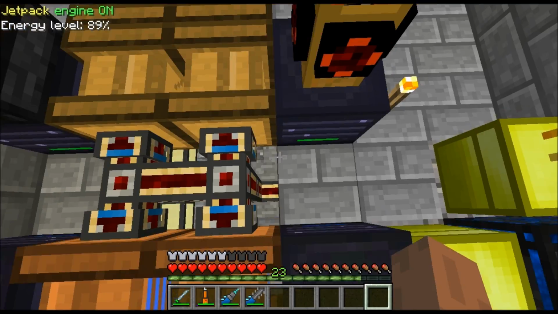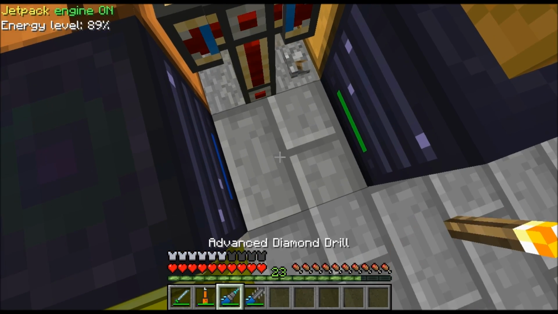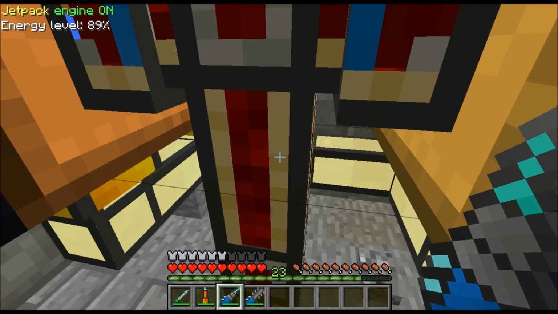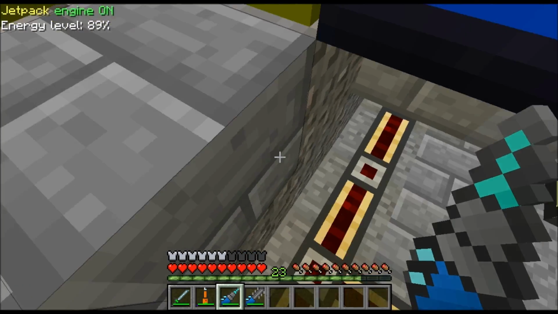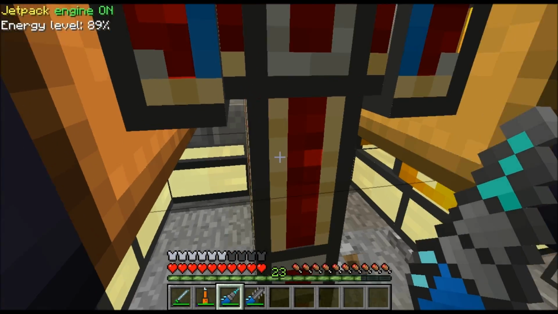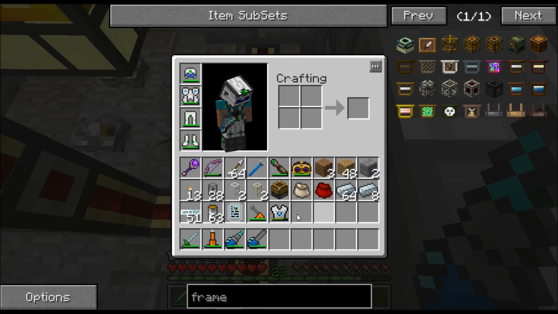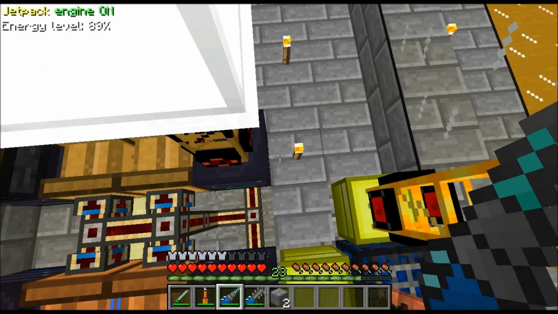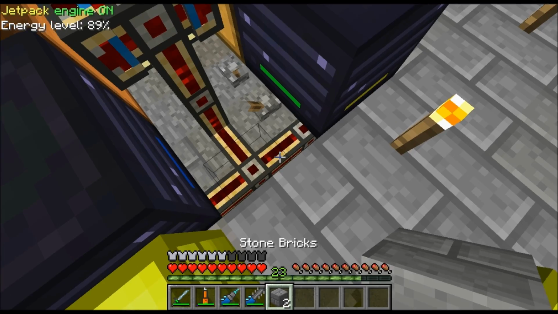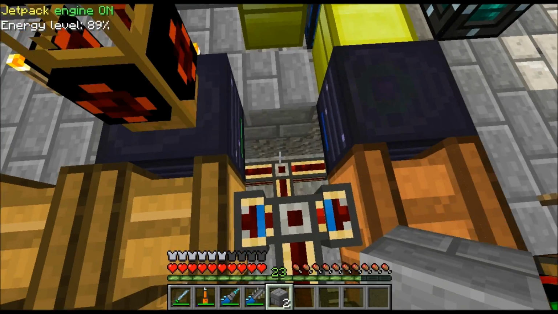The way that I have the pipes laid out underneath here is pretty cool. On one side, I have the seed oil running, and on the other side I have the power running. By doing it that way, I can continue to extend these machines as far as I want.